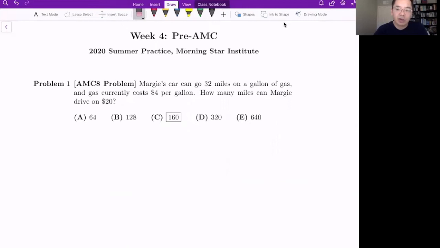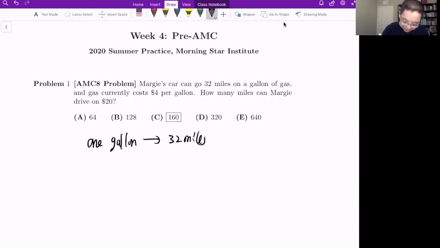Let's look at the first question. This is an arithmetic problem. It's kind of straightforward. The problem says Mackie's car can go 32 miles on 1 gallon of gas. So 1 gallon can go 32 miles and it costs $4 for 1 gallon.